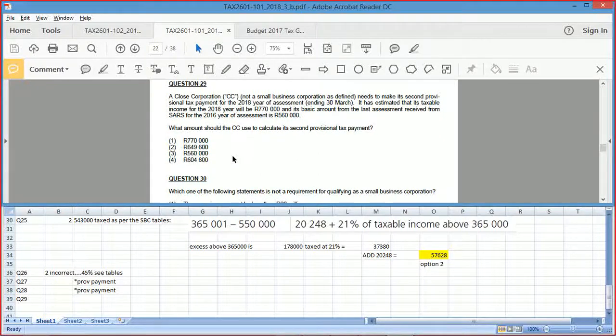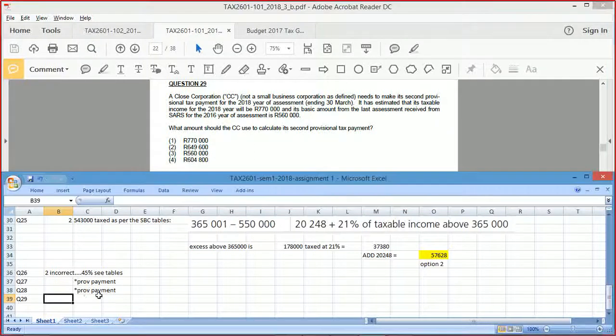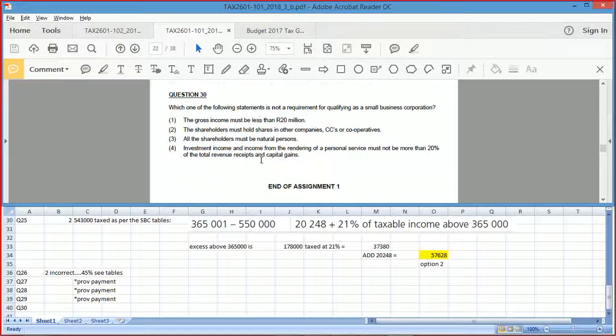Alright, question 29. What amount should the CC use to calculate the second provisional tax payment? Don't worry about that. We'll need to cover theory before you can answer it. And then the last question. Which one of the following statements is not a requirement for qualifying as an SBC? This is again very specific theory that comes straight out of study unit 3, which is next week's content. We'll look at it.